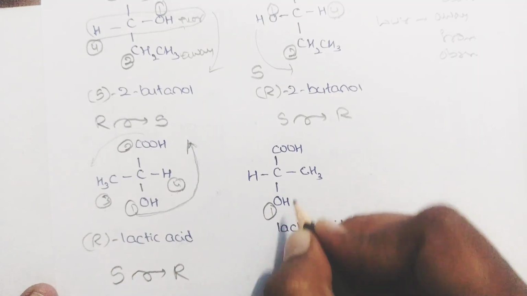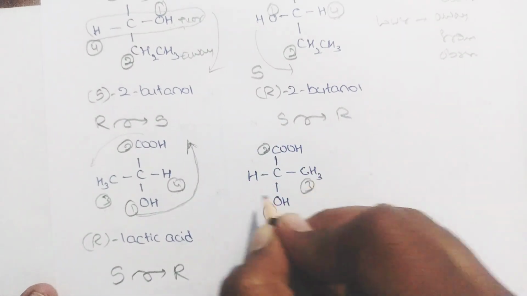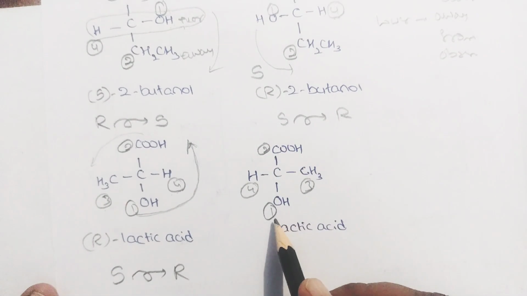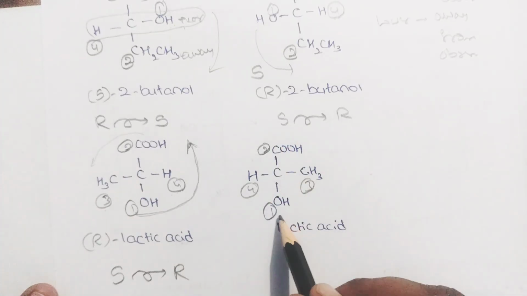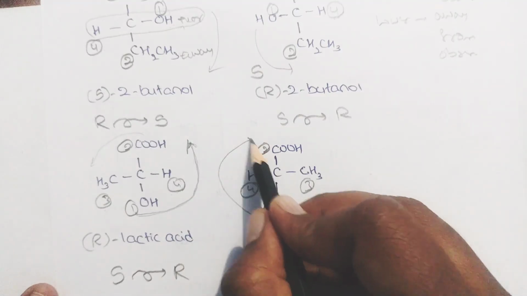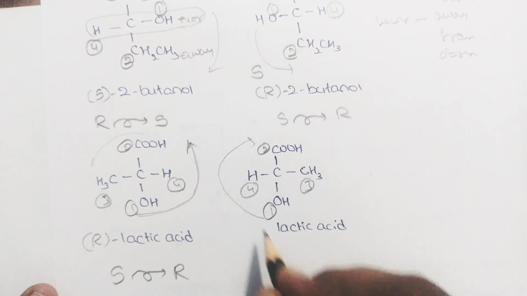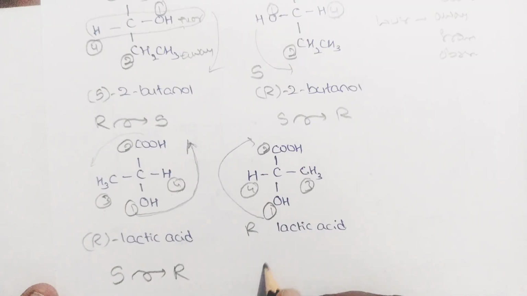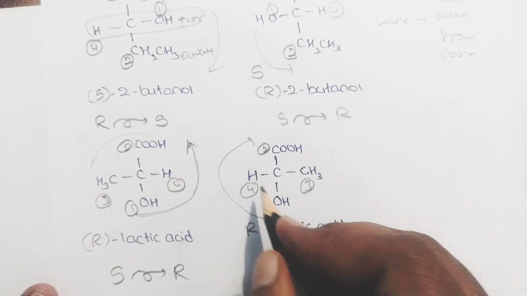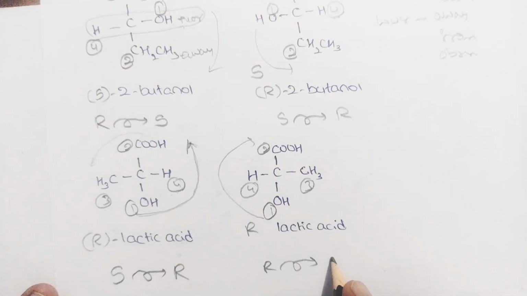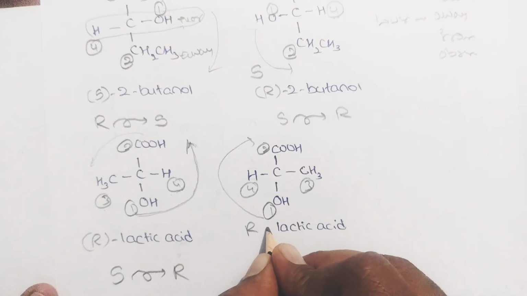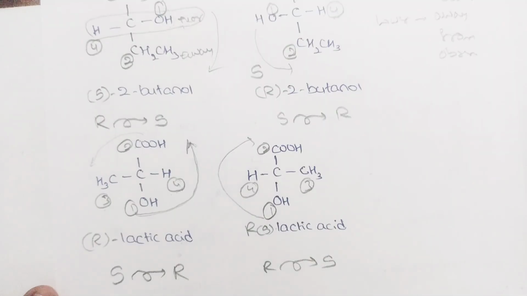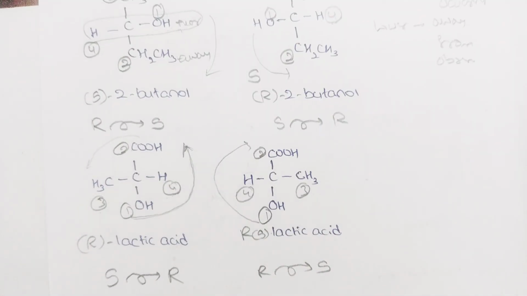Then this one, 1, 2, 3 and 4. Here in this case again we should not go by 1, 3, 2. We should go by 1, 2, then 3 by bypassing 4, so that it will be R, right side, but the lower priority group is on the horizontal line, hence it should be S. Hence this is S-lactic acid. Like this we should give the configurations to the chiral carbons. Okay, thank you.